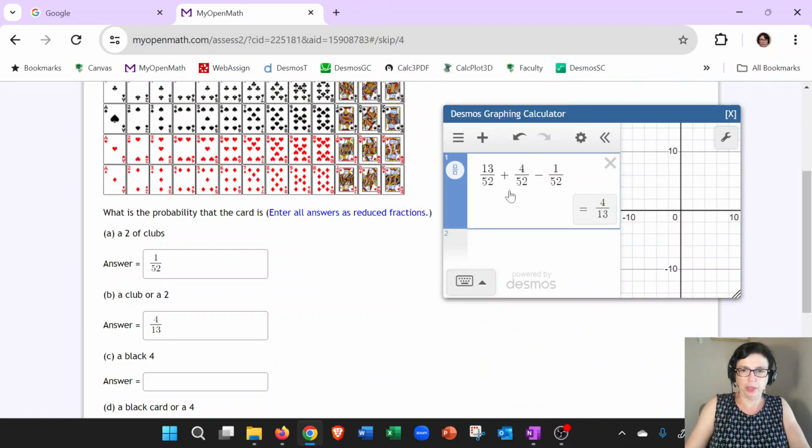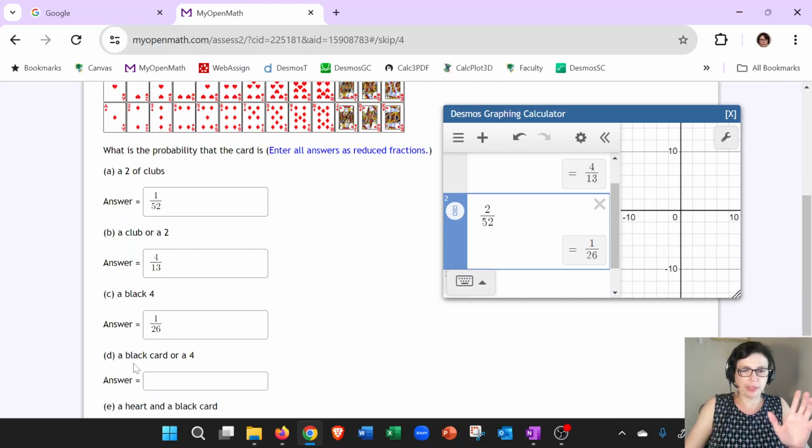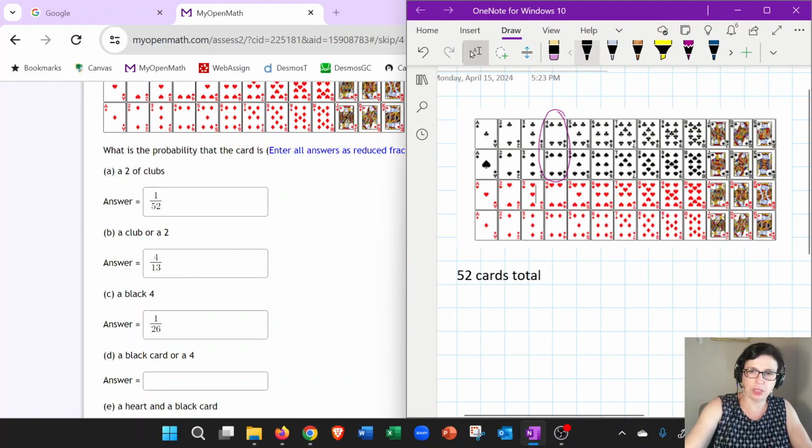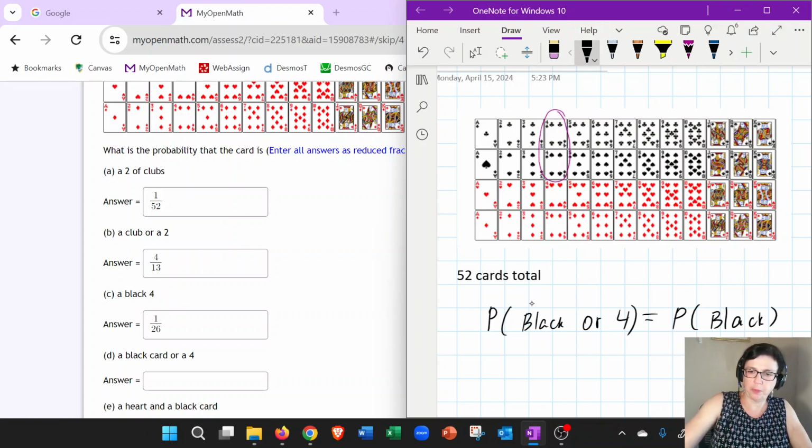Okay, what would that be? Let's see, 2 divided by 52. Reduce that, that's 1 over 26. Now this is saying a black card or a 4. This is where we are going to use the additive rule. So we want to find the probability of black or a 4. How do we do that? First, we add the probability of black. Probability of black plus probability of 4 minus probability of black and 4.